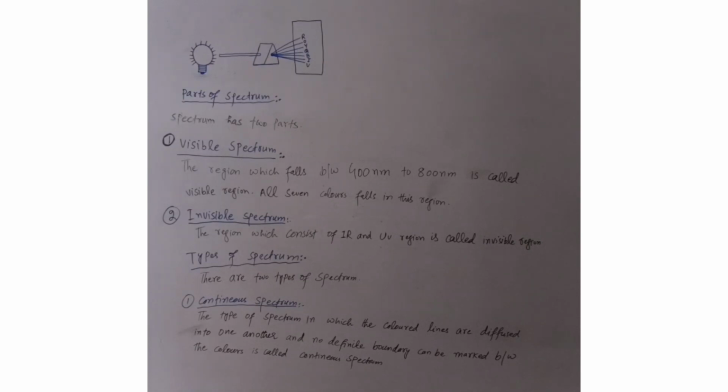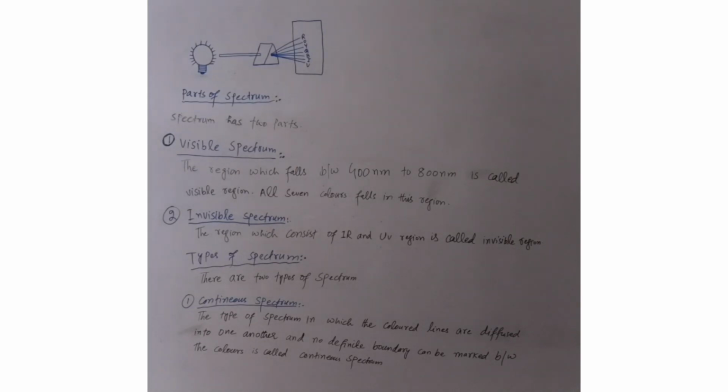The second type is invisible spectrum. The region which consists of the IR and ultraviolet regions is called the invisible region. The invisible region consists of, for example, radio waves, microwaves, the IR region, and the ultraviolet region. These are all examples of invisible spectrum.